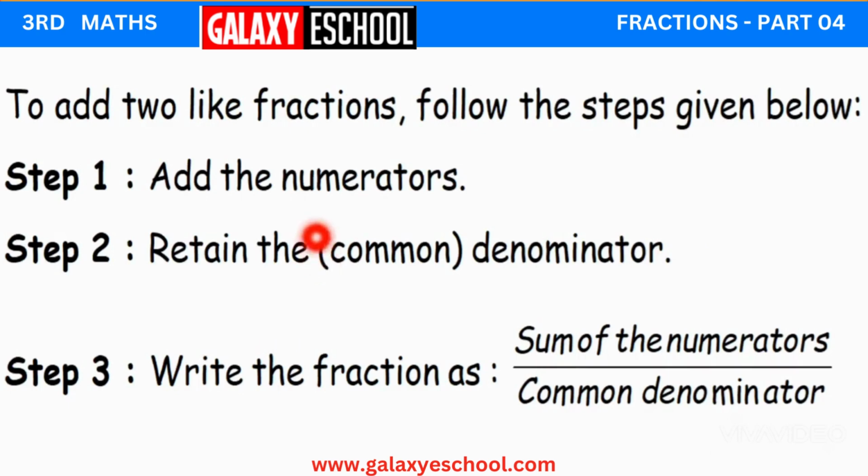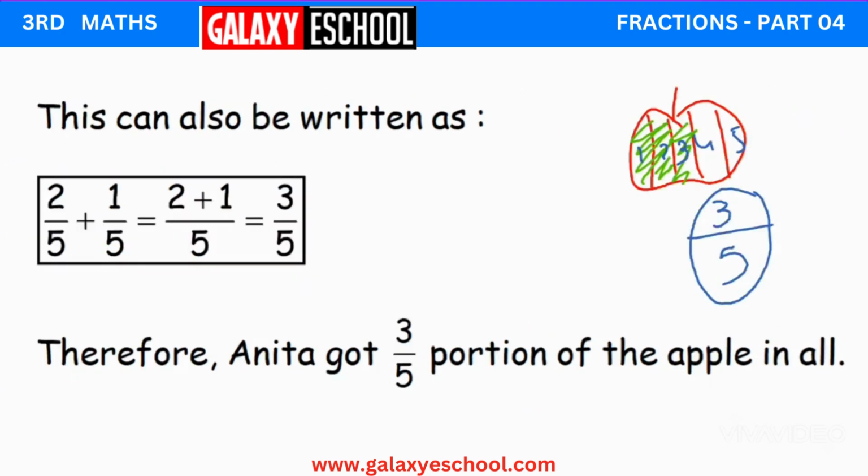Yes, what are the steps? To add two like fractions, add the numerators and retain the common denominator. See, we added our numerators. Retain means keep with us. So we have to keep the common denominator.